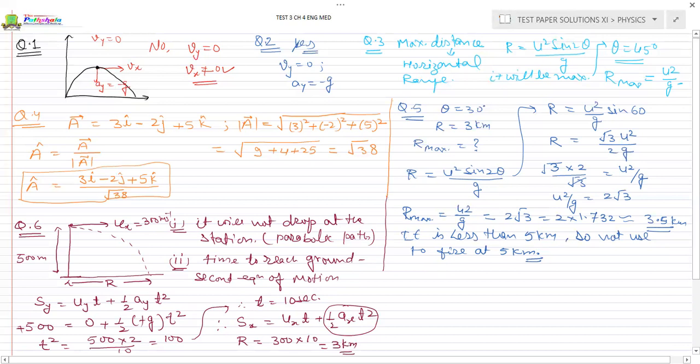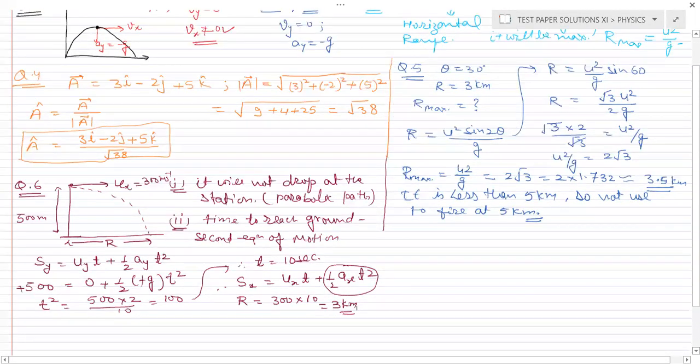So how far will the bomb drop from the station? It will drop 3 kilometers far away from the station. So how much before should the plane drop the bomb? Again the same result, right? That it should be dropped from 3 kilometer before. So the second and third answer will be the same answer. Got it? Now we come to question number 7.